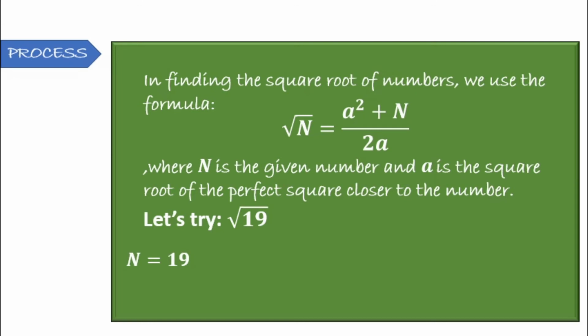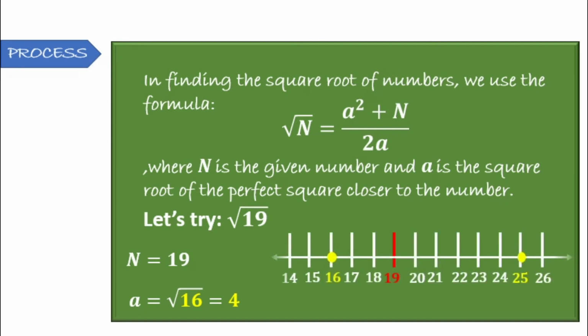Alright, n is equal to 19, and what do you think is the value of a? What square root number or perfect square number rather closest to 19? We have 16. So the square root of 16 is 4, and the value of a is 4. So atong tanawon sa screen, ang 19 kanang red, ang 16 to the left and to the right.